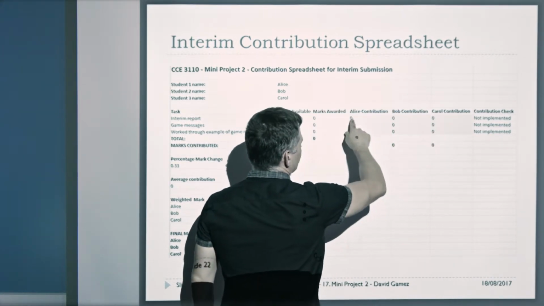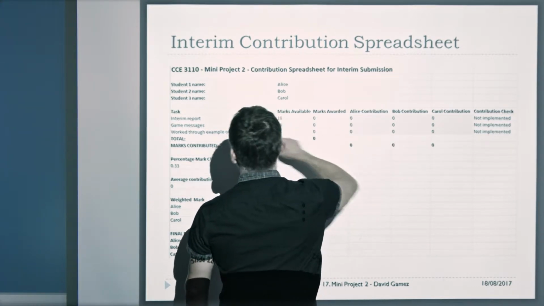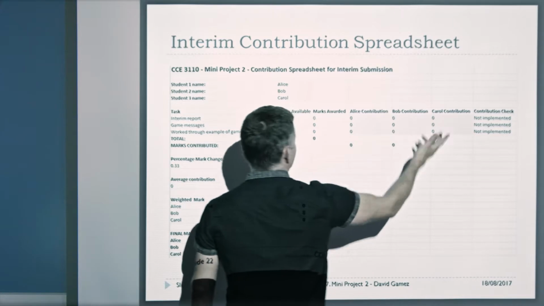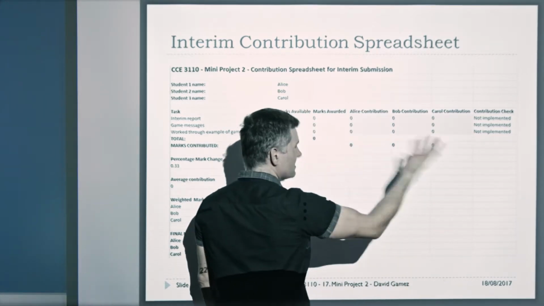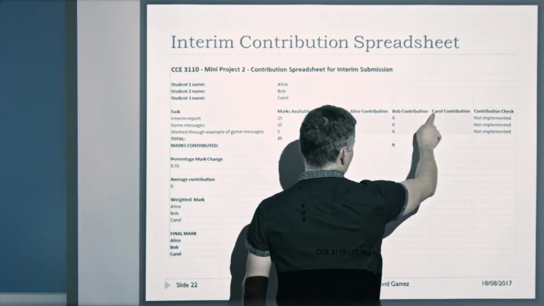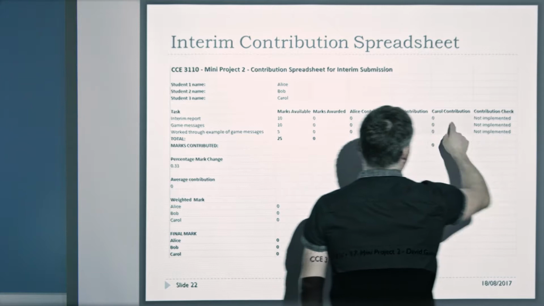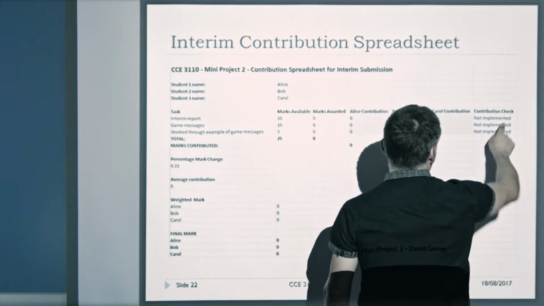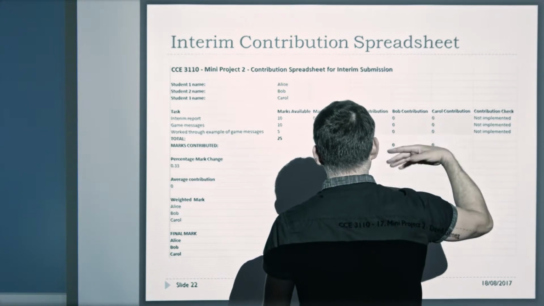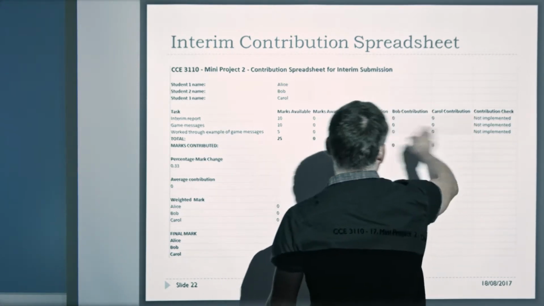So if Alice wrote the interim report, Bob did the game messages, and Carol did the worked example, then you put 1 there, 1 there, 1 there. If you all worked on it equally, then you could put 0.33, 0.33, 0.33. This check here will come up with an error if these three numbers don't add up to 1, and it'll say not implemented if they add up to 0, and it'll say OK if they add up to 1.